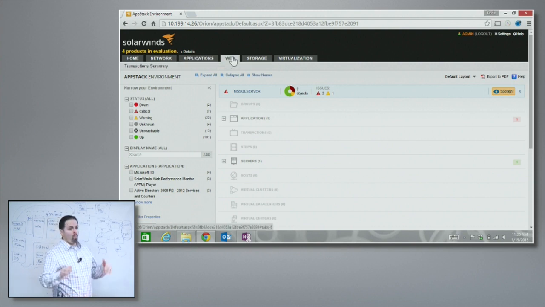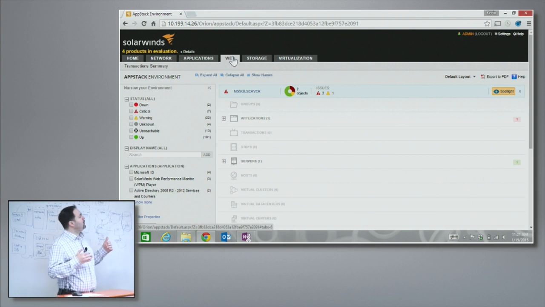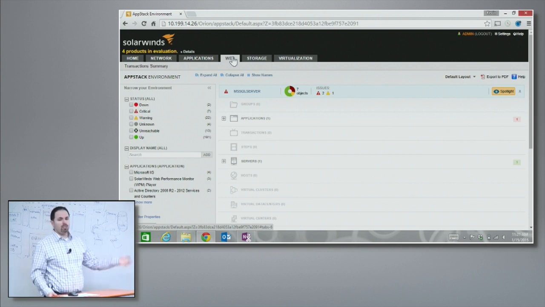Then we have our Web Performance Monitor. This is where we're recording a transaction on a website, or steps on a website, and we're basically playing that back. They can deploy those out in the Amazon cloud, so that they get an idea of what the response time or the experience is for end users from outside of their network.